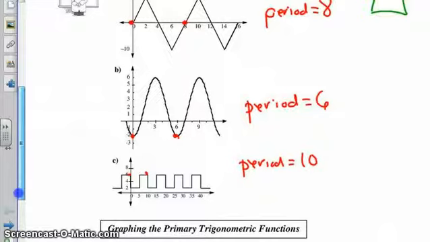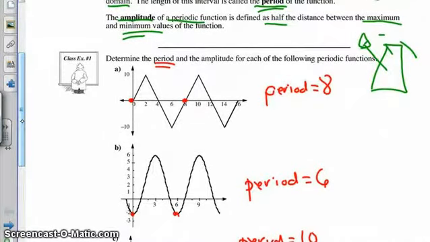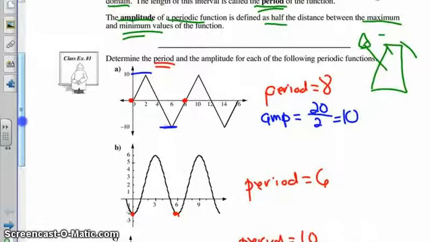Now when we consider amplitude, amplitude is half of the total vertical displacement. So when you're going up and down on a Ferris wheel ride, your amplitude is half of that total distance. When we look at this, it goes from a low of 10 to a high. The total distance is 20, and we divide that by 2, so that amplitude would be 10.